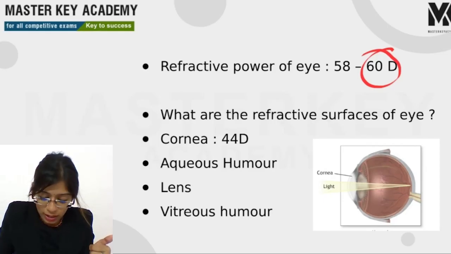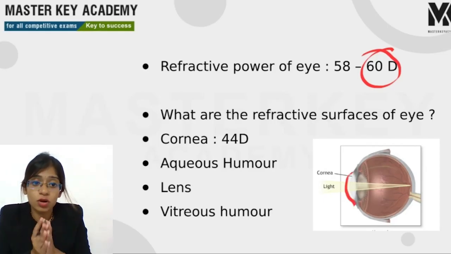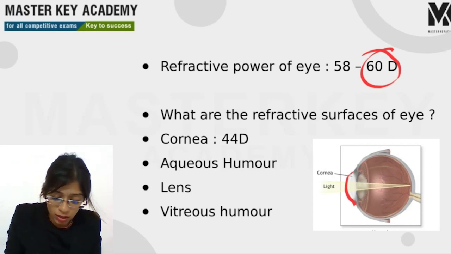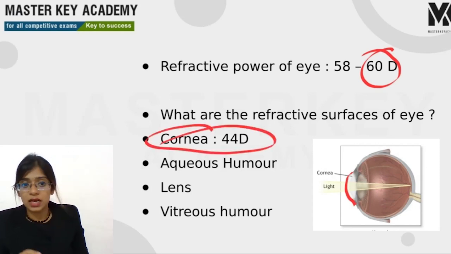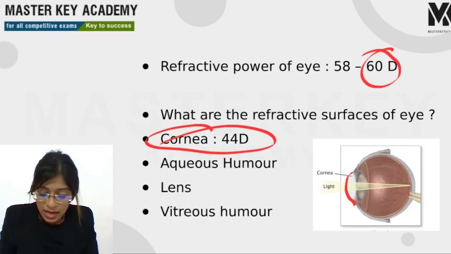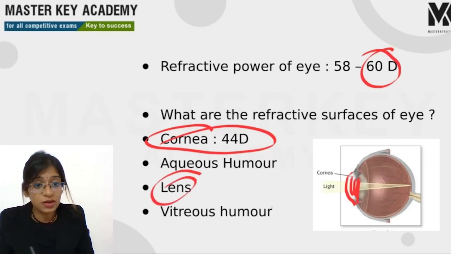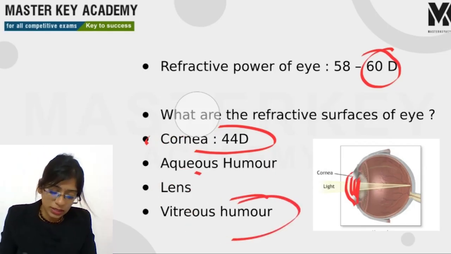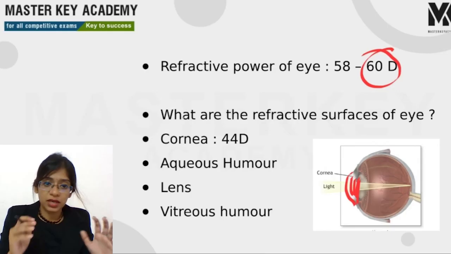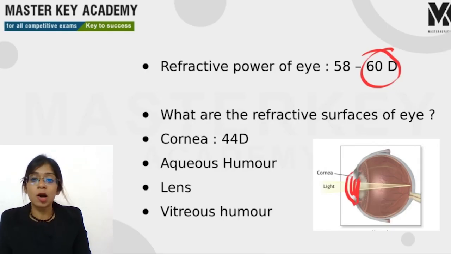We have the cornea. So the most amount of work, the major chunk of work of refraction is done by cornea. 44 diopters is its refractive power. So cornea 44 diopters. The next refractive media of the eye is aqueous humor, and then we have the lens, and then we have the vitreous humor. So all these four structures of the eye constitute the refractive media of the eye.